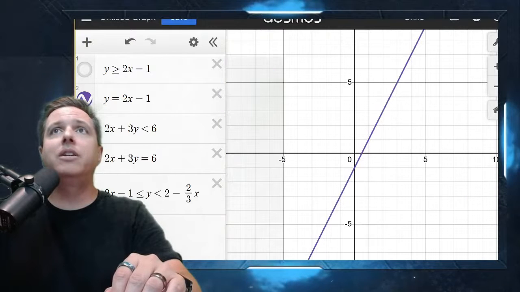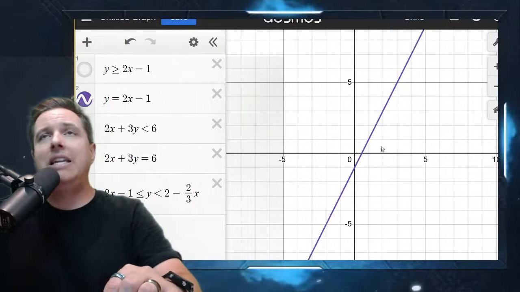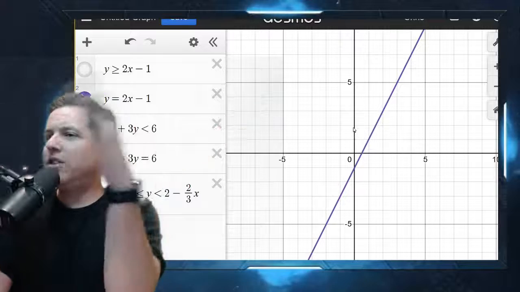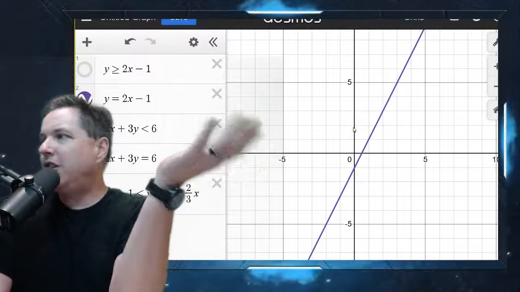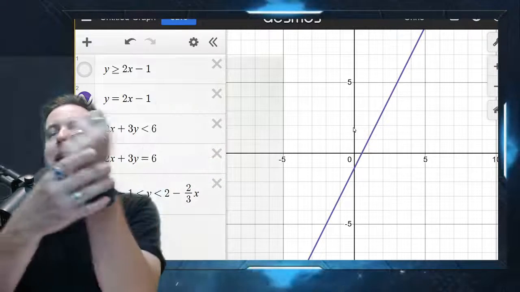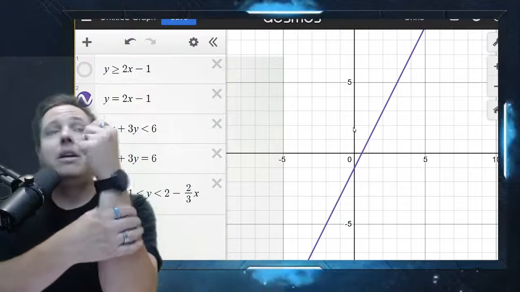Okay, so let's go back up to here. I've got my line here, and I have to either shade one side or the other. Now we know, because I cheated and we peeked, right? We looked at what it was going to be.